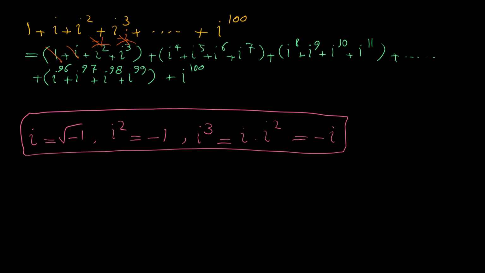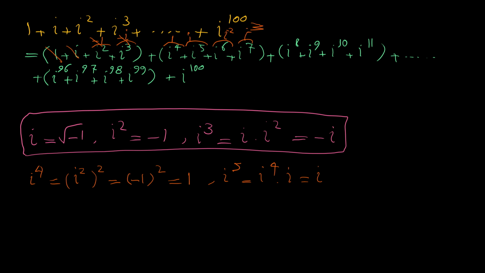But if you pay attention, i to the 4 in the next bracket is 1. Let me tell you the reason why i to the 4 is 1. Because i to the 4 is basically i to the 2, to the 2. And this is negative 1 to the 2. It equals 1. But i to the 5 can be written as i to the 4 times i. i to the 4 is 1, so this term is i. In a similar way, you can check that i to the 6 is like i to the 2, and i to the 7 is like i to the 3.